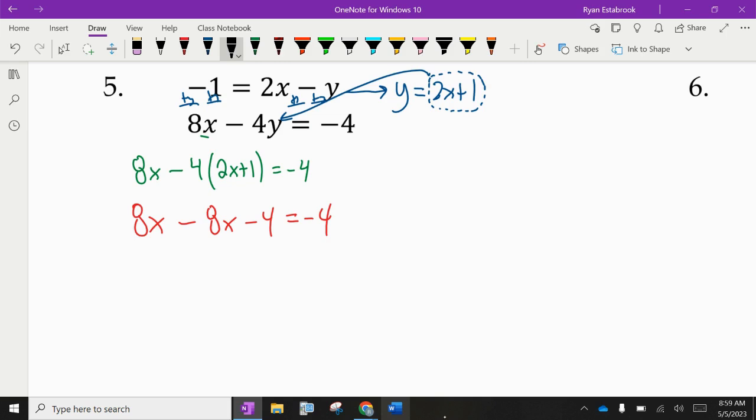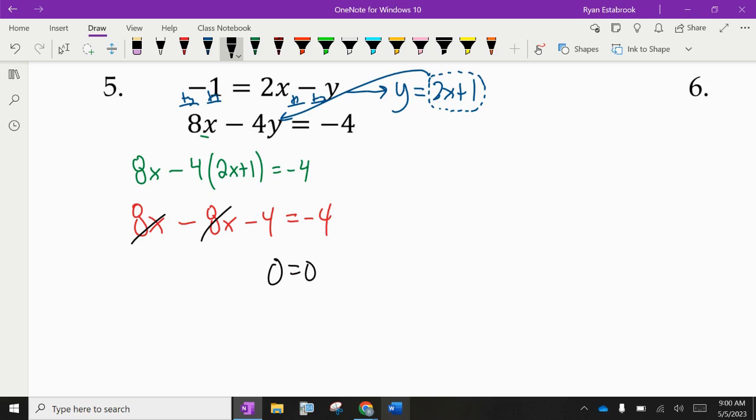8x minus 8x, they cancel each other out. Negative 4 equals negative 4. Add 4 to both sides, I get 0 equals 0. This is one of those weird cases. I didn't get x equals 3. I didn't get x equals negative 2. I got 0 equals 0. Does 0 equal 0? Yes, all the time, right?